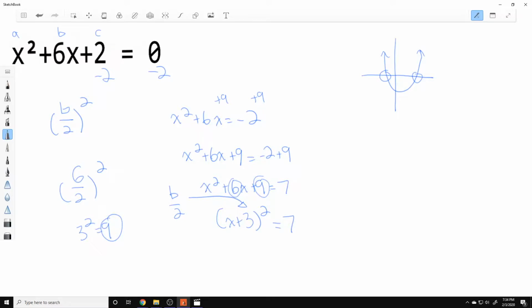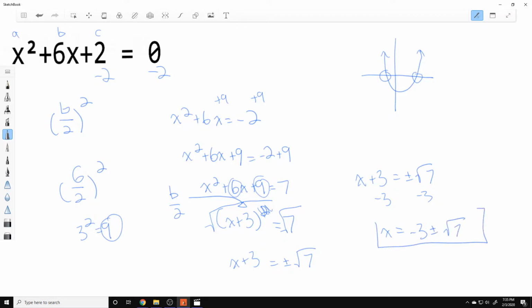And then we just undo this square by square rooting both sides, and that gives us x plus 3 equals plus or minus the square root of 7, because again, if you take the root of any number, it could be plus or minus. Then we just solve for x. If x plus 3 equals plus or minus square root of 7, then if we subtract 3 from both sides, x equals -3 plus or minus the square root of 7.